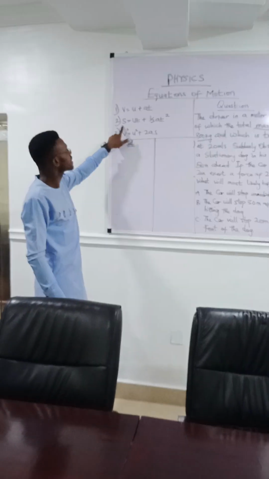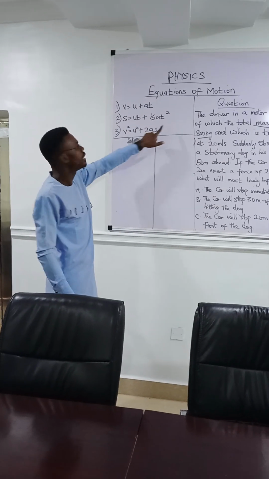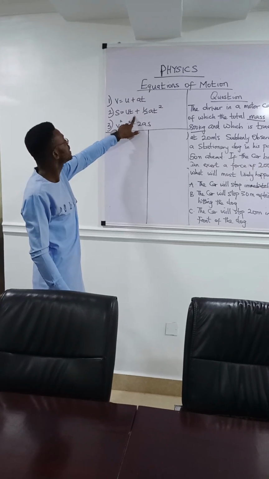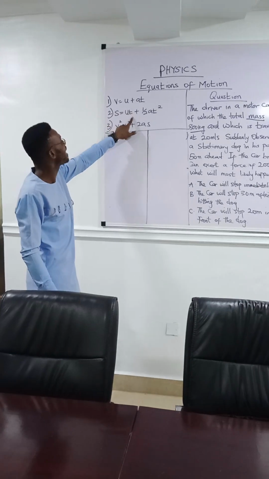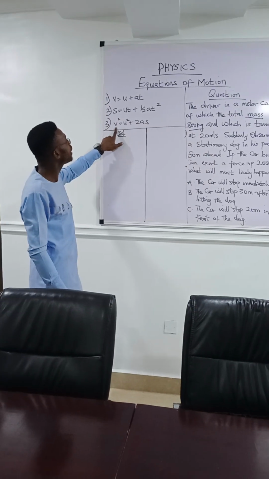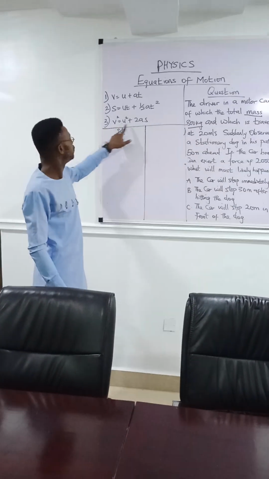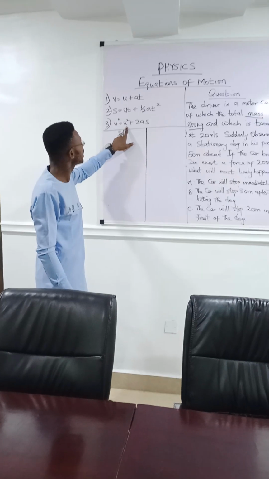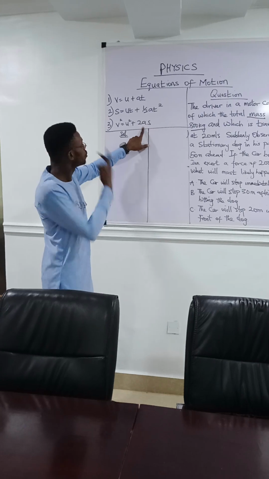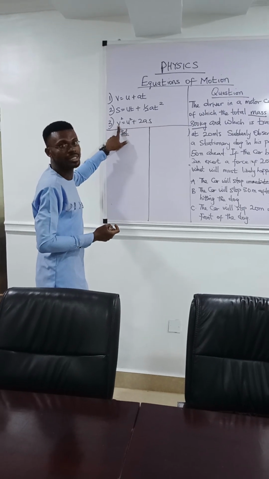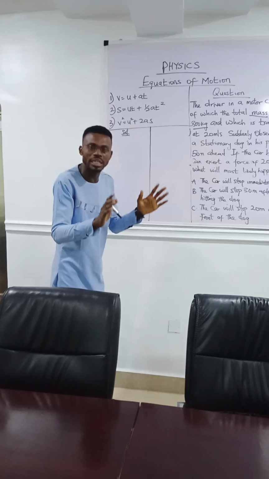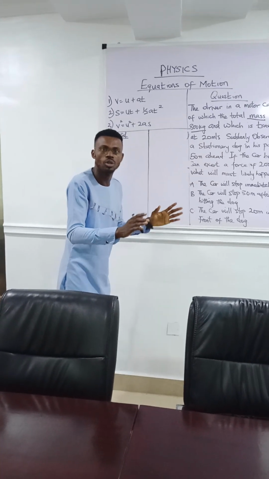The second is s equals ut plus half at squared. S is distance, u is initial velocity, t is time. So this means distance and time. Of course, you have your initial velocity given. The third is v squared equals u squared plus 2as. V is final velocity, u is initial velocity, s is distance, and a is acceleration. So this means speed or velocity and distance without time. The question you are given will determine the particular equation of motion to use.